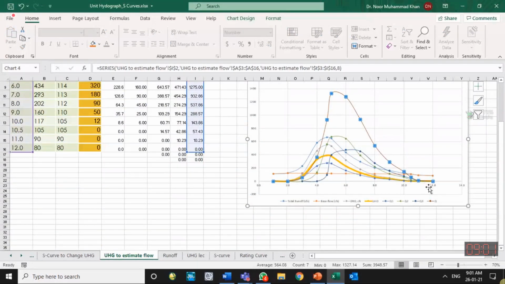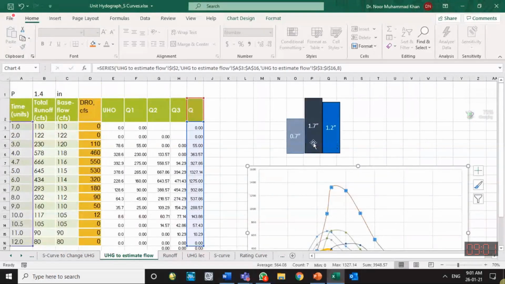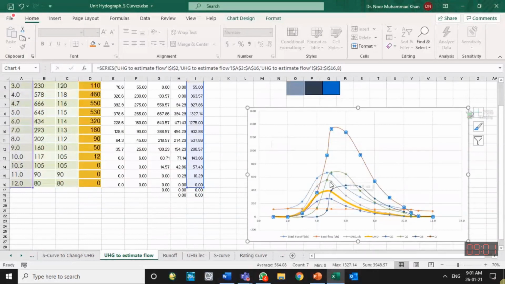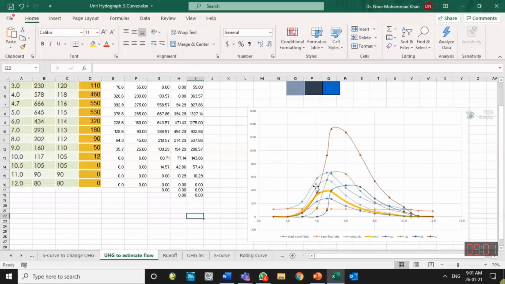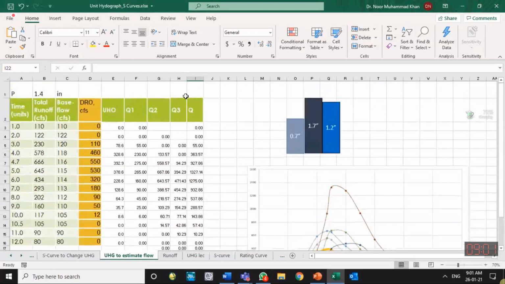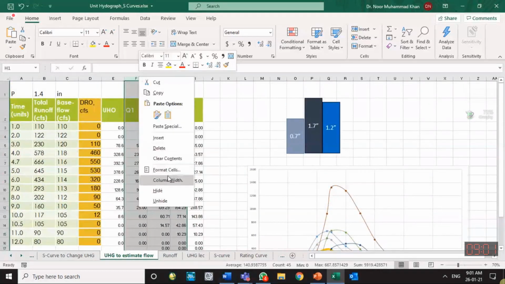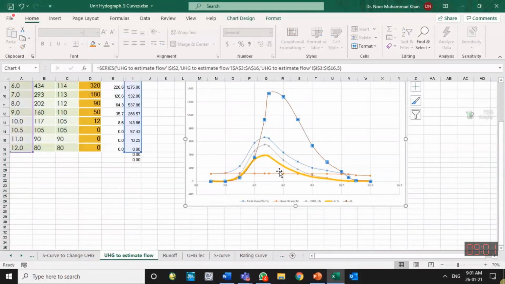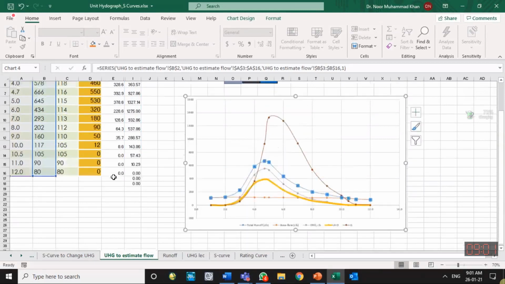You see it has a total duration of more than 10 hours, although the storm is 1.5, 1.5, 1.5, total 4.5 hours duration. Individual pulses generate these individual storms. If I hide them, you can see the simple thing. This is the total direct runoff, and here is the unit hydrograph. This is the base flow. This is the DRO for 1.4 inch. This is the hydrograph observed over there for 1.4 inch effective rainfall.